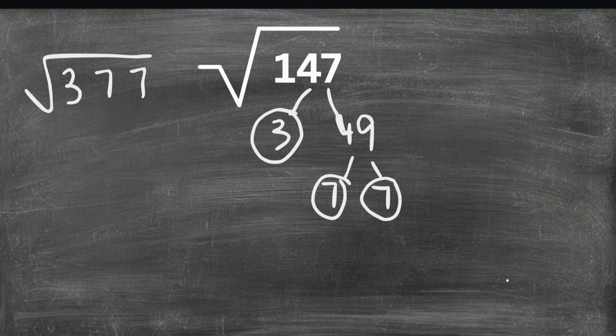And I know since it is a square root, I can pull out pairs of numbers. So that gives me 7 square root 3 because the 3 is still underneath the square root sign.